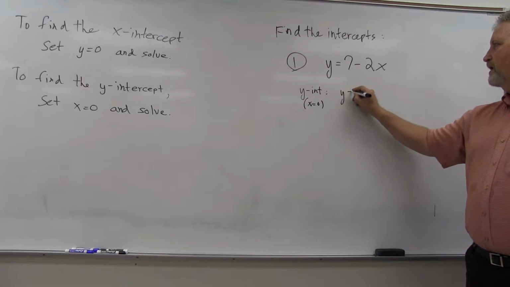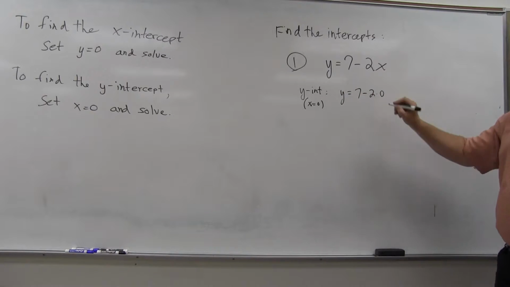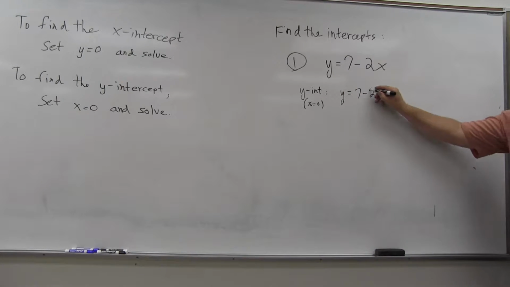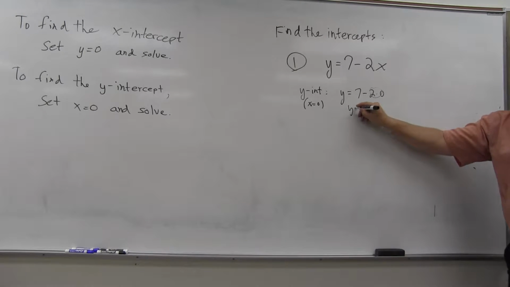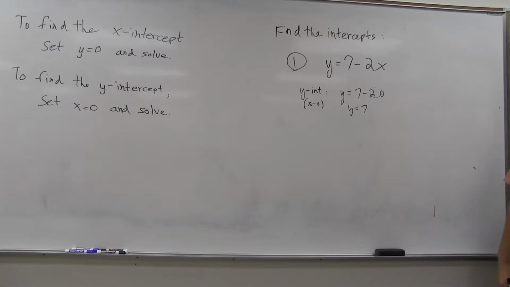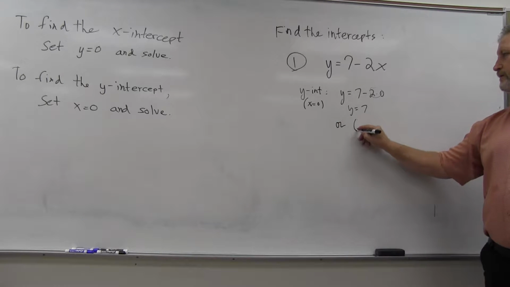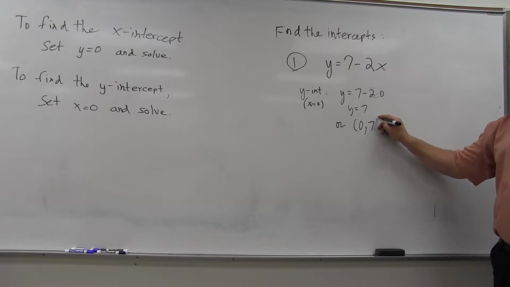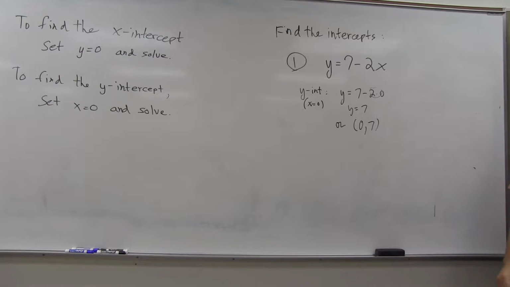And so that would be y equals 7 minus 2 times 0, just setting x to be 0, which makes that 0, which makes the y-intercept 7, or if we want to specifically write an ordered pair, it'd be x is 0, y is 7, right? It's x comma y. It's the usual order there.